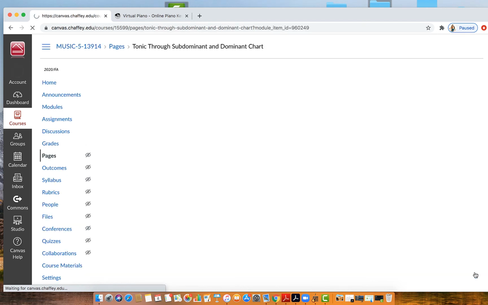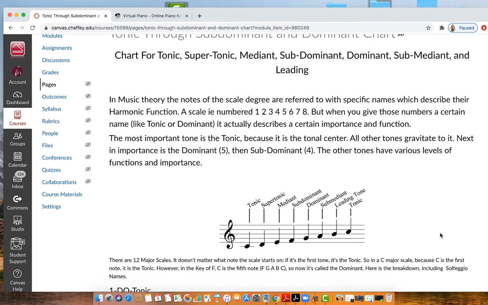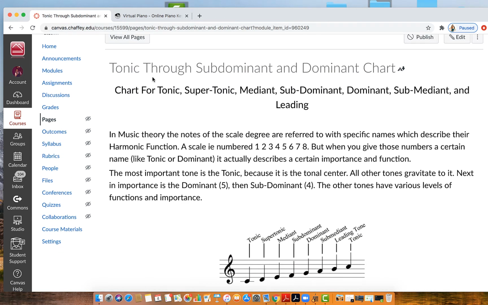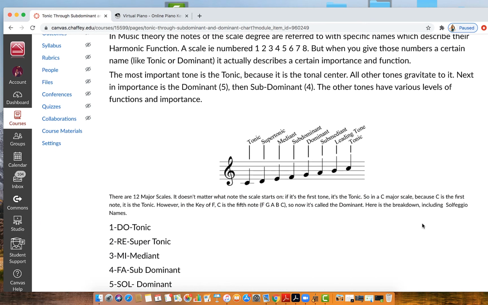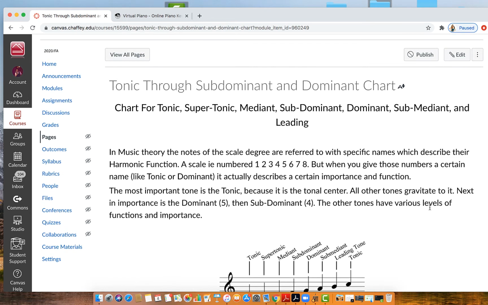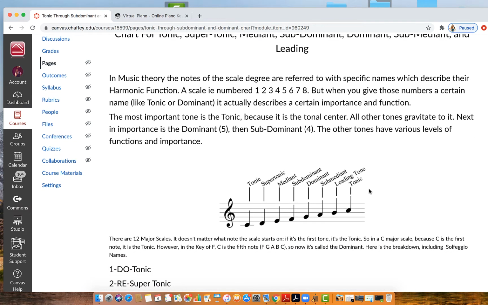Okay, so now all this stuff has to do with these words: tonic, subdominant, dominant. There's a whole bunch of them, and they are in your reading. And what this is about, it's the idea that not only are we going to call 1, 2, 3, 4, 5, 6, 7, 8, but every note in a scale actually has a certain level of importance and function. Some notes are more important than others.